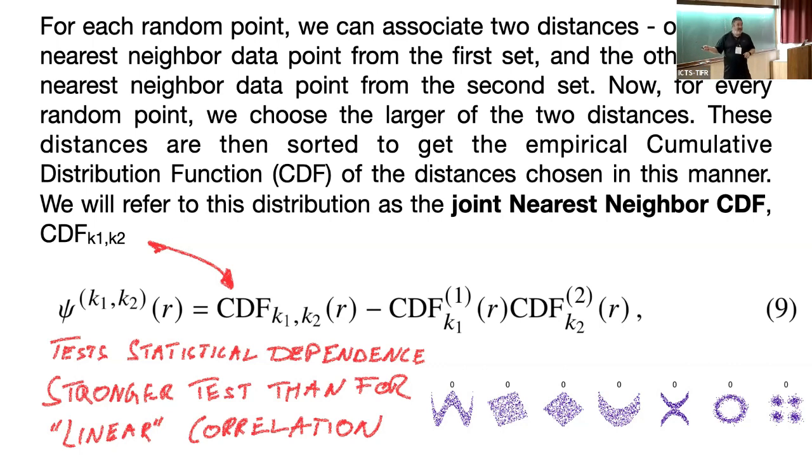And so on Wikipedia, our source of all knowledge, there are examples where the correlation coefficient is 0, but obviously the variables are statistically dependent. X and Y are clearly strongly dependent, otherwise we wouldn't be making these shapes. And so all of these, this statistic will pick up, and your usual correlation analysis won't. And so that's very handy.